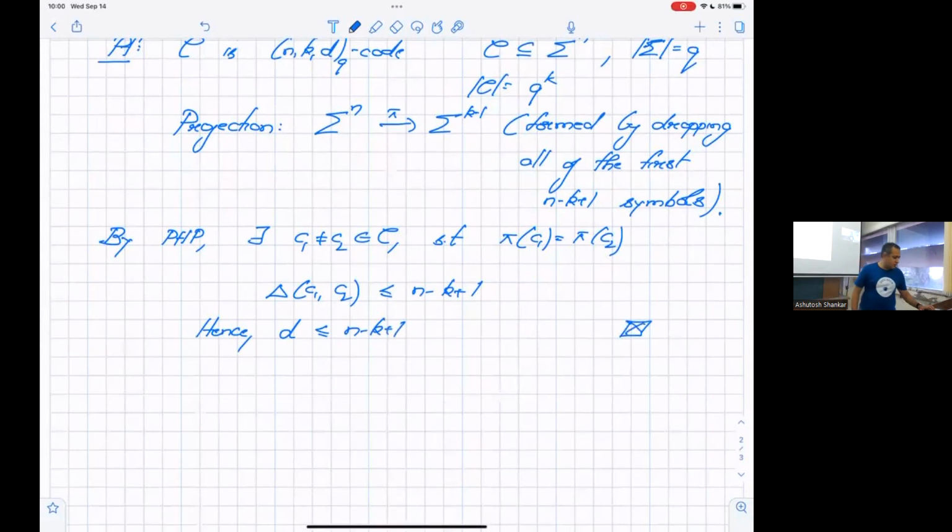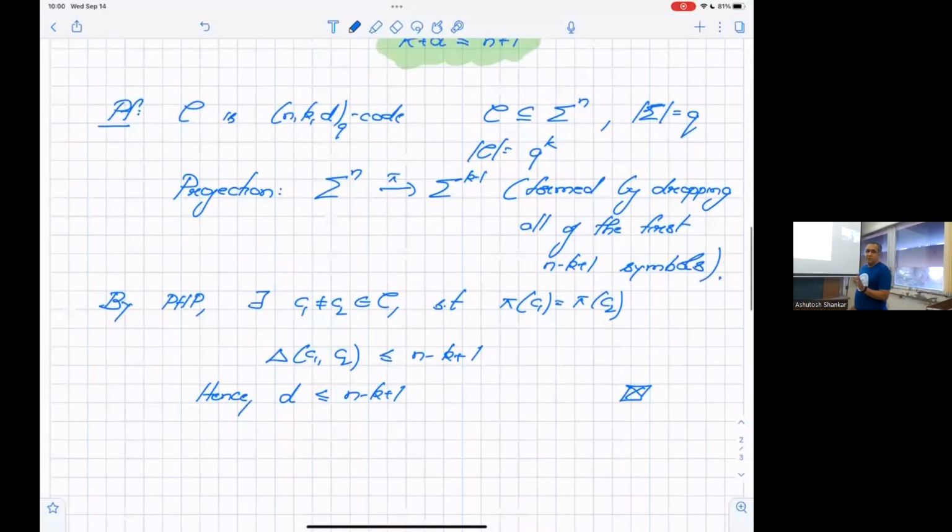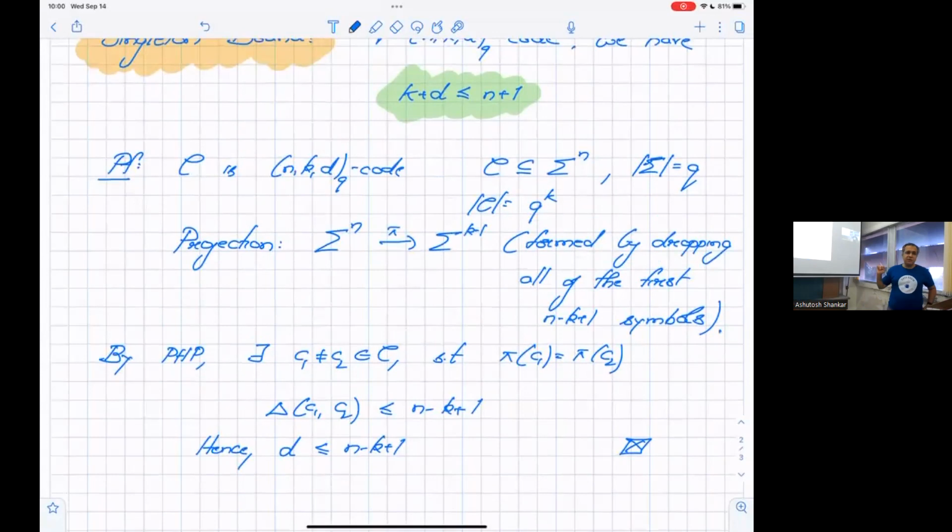The reason I'm doing it so slowly is that it's a very simple proof. It's known long ago, but this notion of projecting the code is something we will see over and over again. In fact, there's a whole problem in your problem set devoted to: if I have an n, k, d code, can I get an n minus 1, k, d code? All of these are just part of projection and puncturing, just to get yourself comfortable with this. So the singleton bound here is k plus d less than or equal to n plus 1.